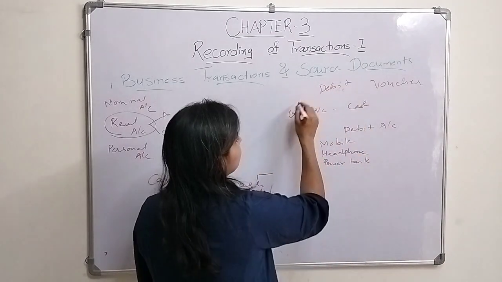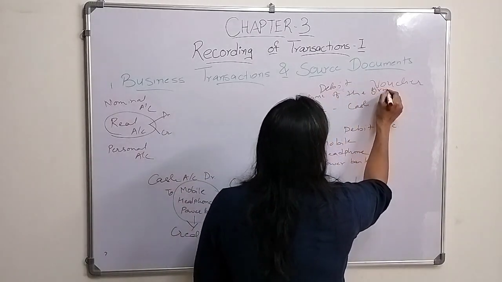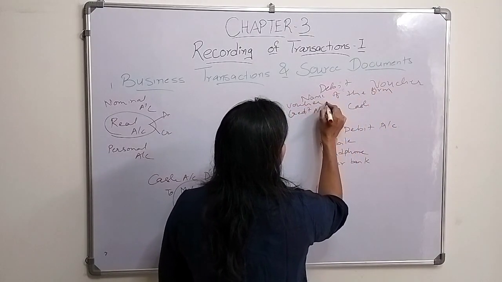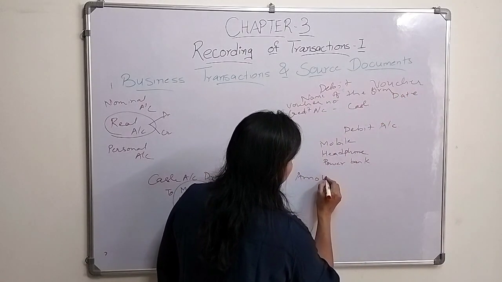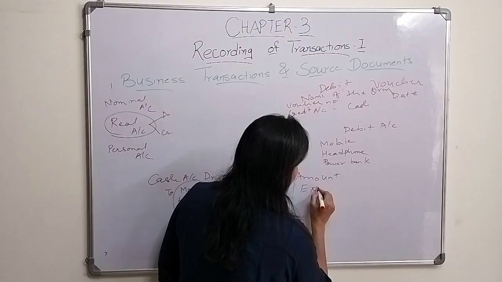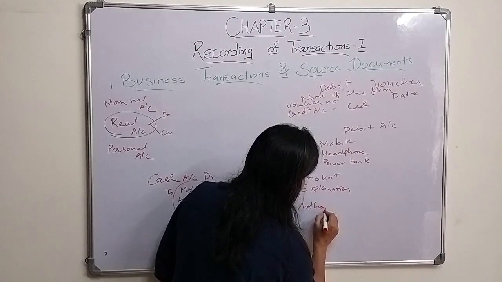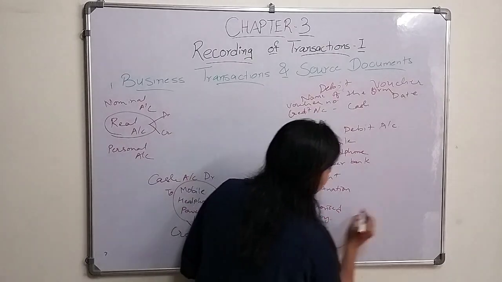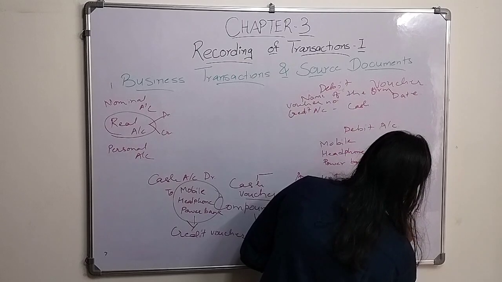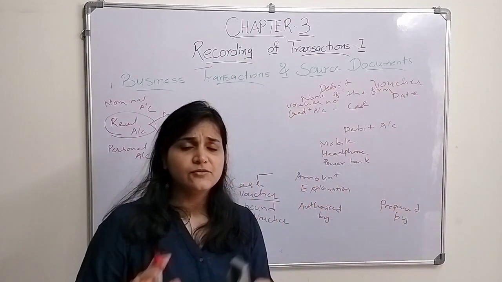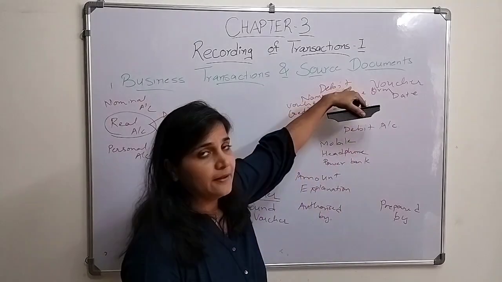The other details will be the same, wherein you have to mention the name of the firm, the voucher number, the date, amount, explanation, that is narration, authorized by, and prepared by. Who has prepared it and who has authorized it. Other details will remain the same. There are multiple debits happening, so you will prepare a debit voucher.